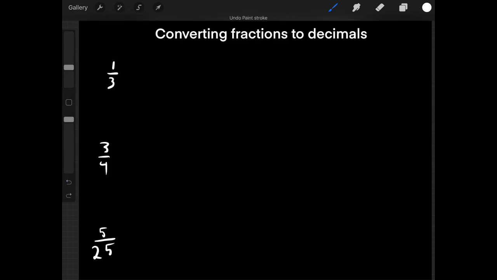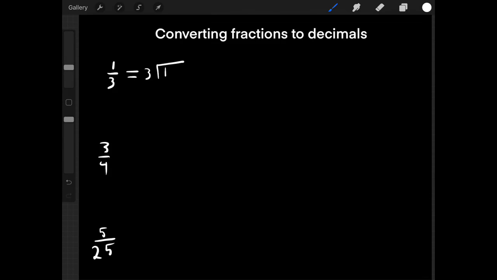Now we're going to be converting fractions into decimals. So we're going to start out with the first question by converting 1/3 into a decimal. We're going to start out by using long division. So how many times can 3 fit into 1? That's 0, so we put a 0 over on the top.